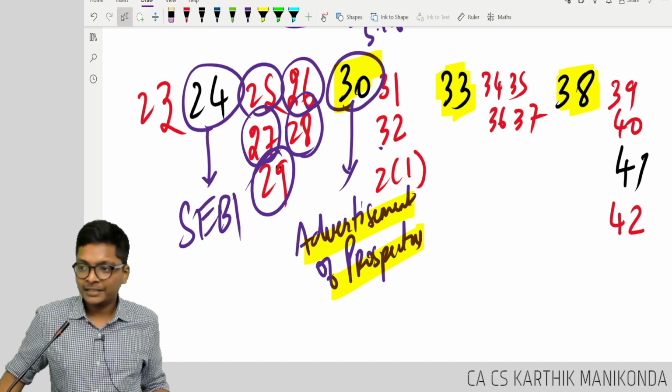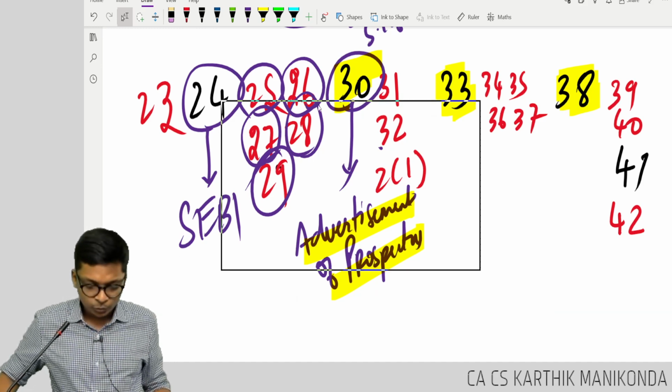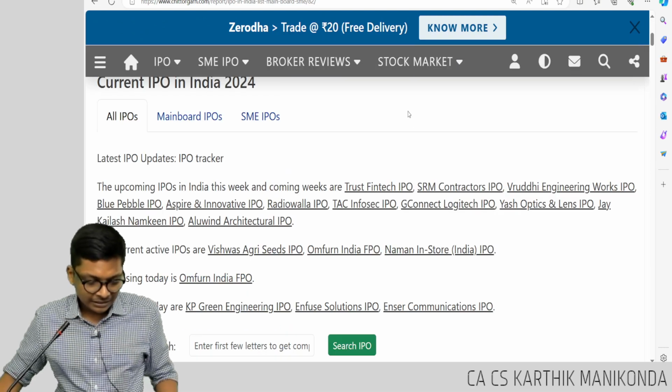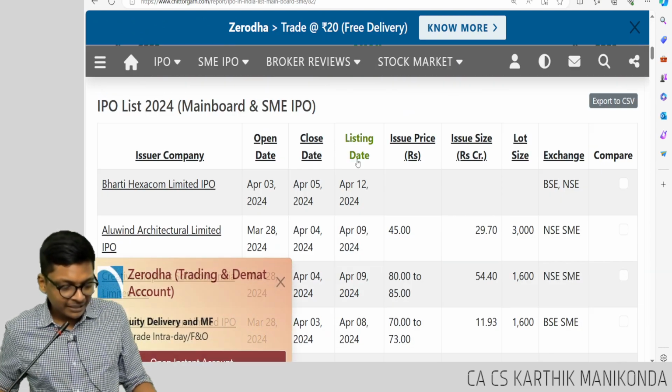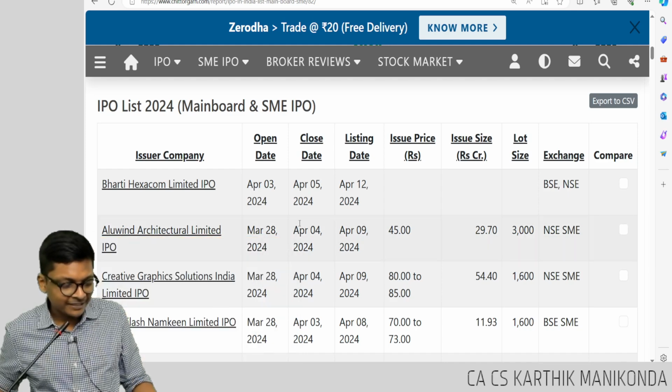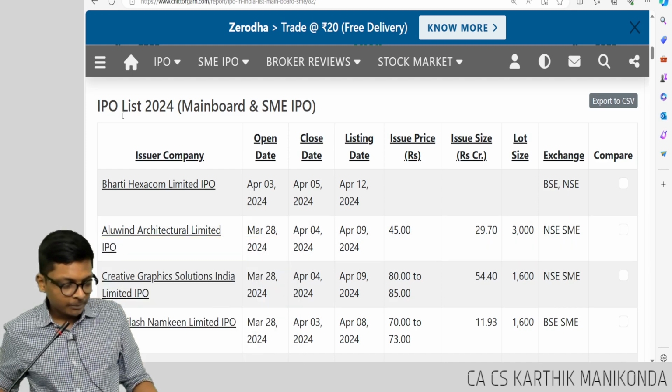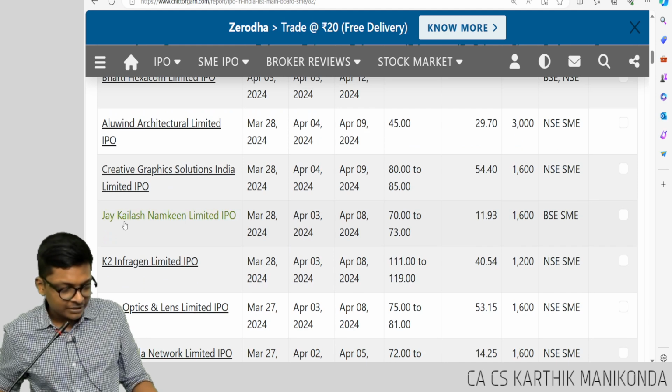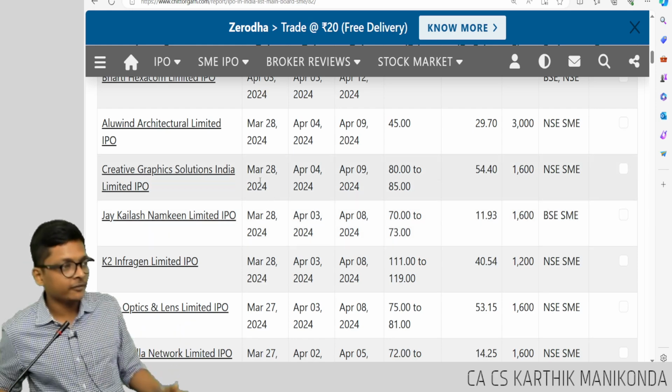Okay. For example, I will show you. That's why I was just using the system. Now, if I take the current or upcoming IPOs happening right now on this website, you can see some Bharati Hexagon, then Creative, J Kailash. Currently, nothing is there. It's going to come in a few days.